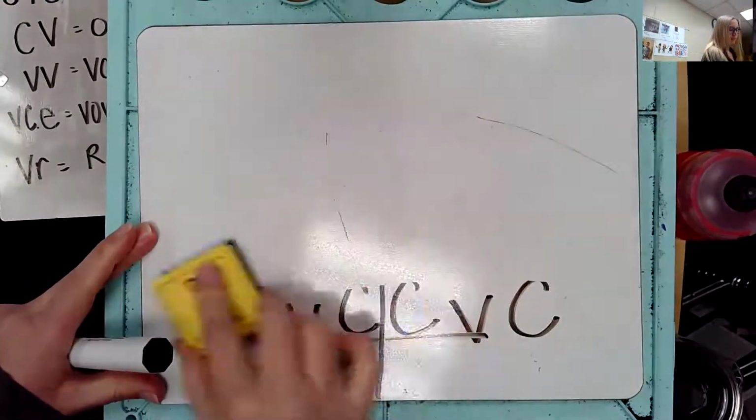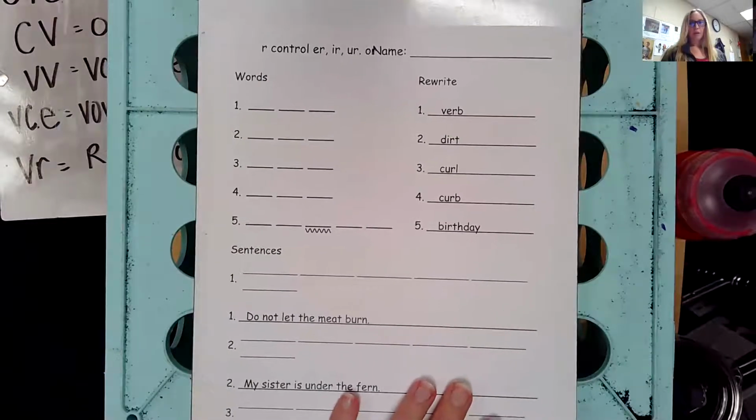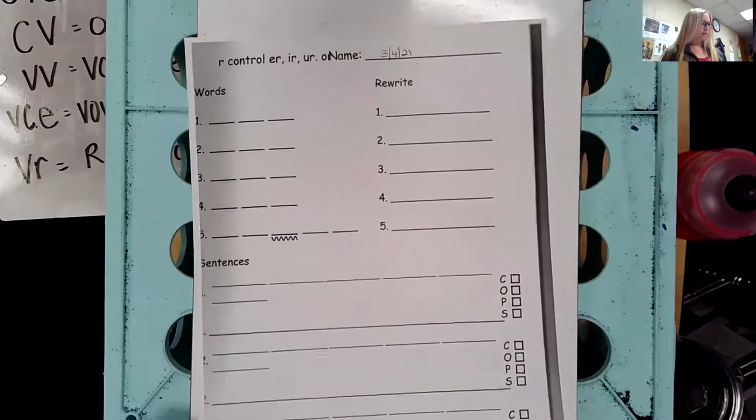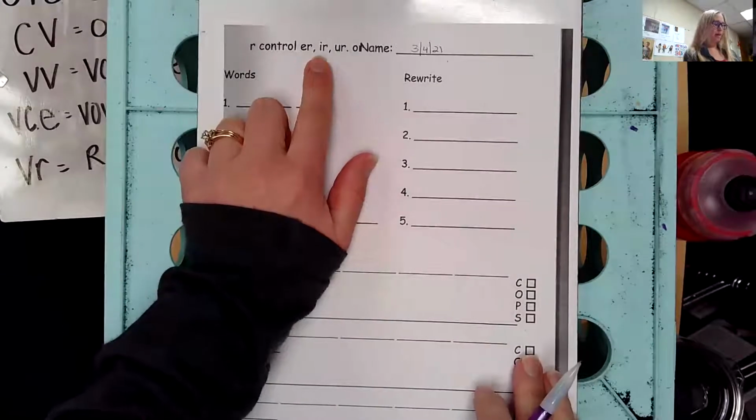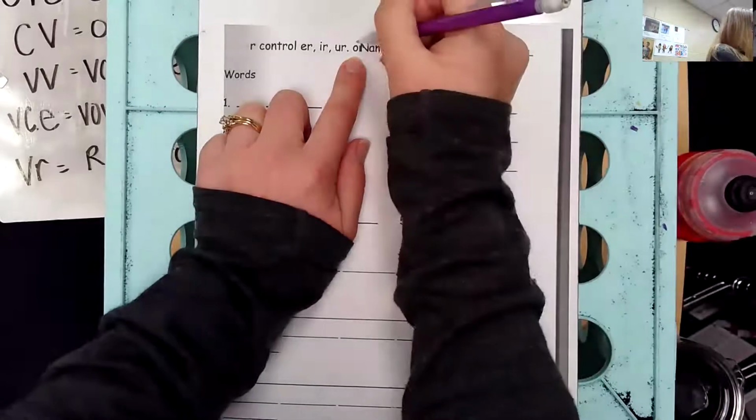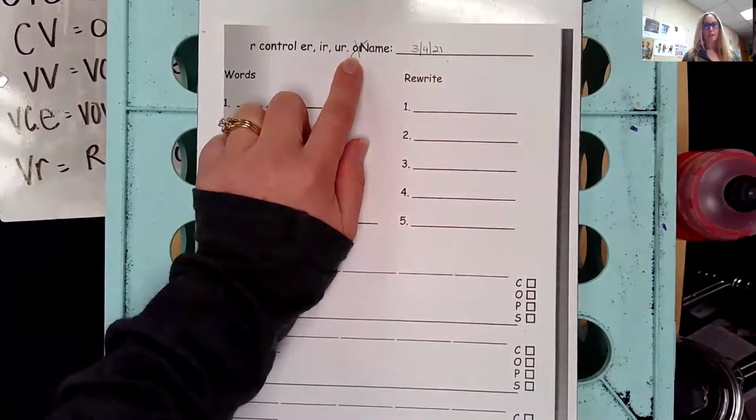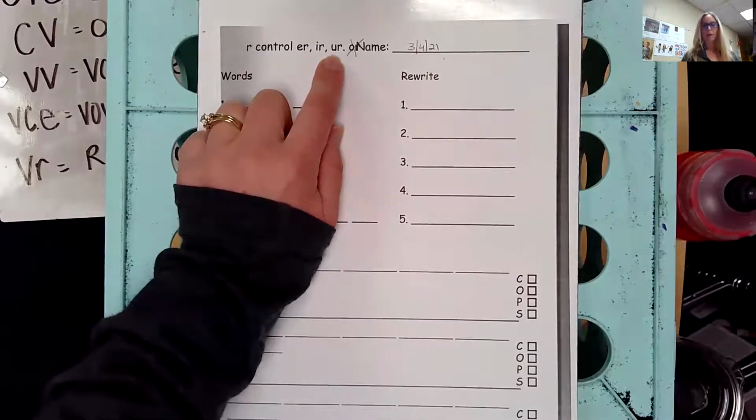All right, erase your boards. Grab your yellow word dictation book. And remember, we're in Unit 5. Okay, we're working on R control. All right, so we've got ER, IR, UR. Remember, OR is the least common way, and we are actually not even going to work on that for dictation today. We're going to focus on the 3 most common patterns, which are ER, IR, and UR.